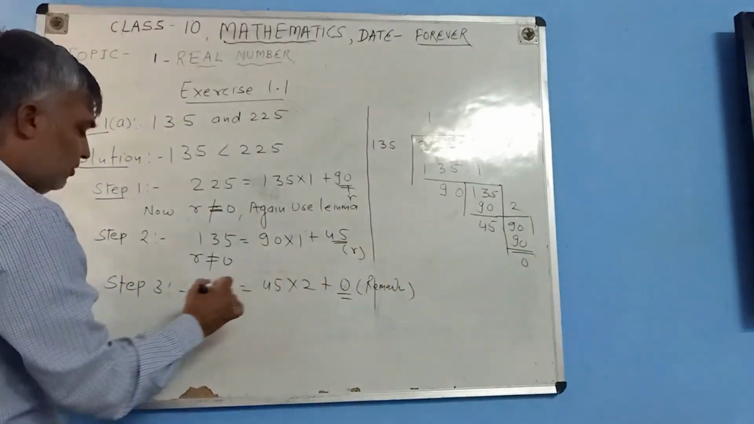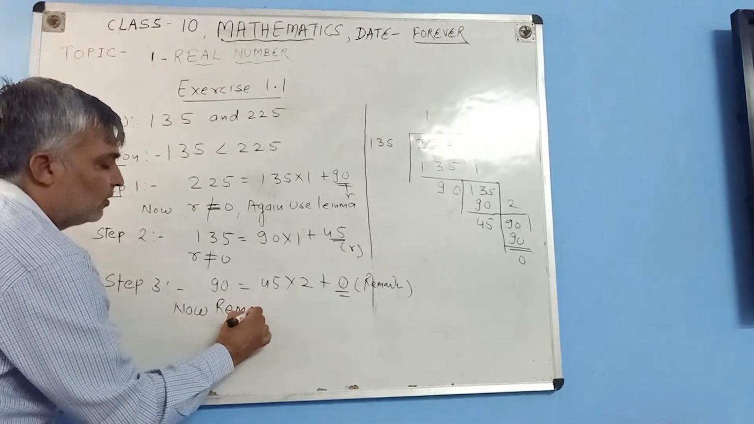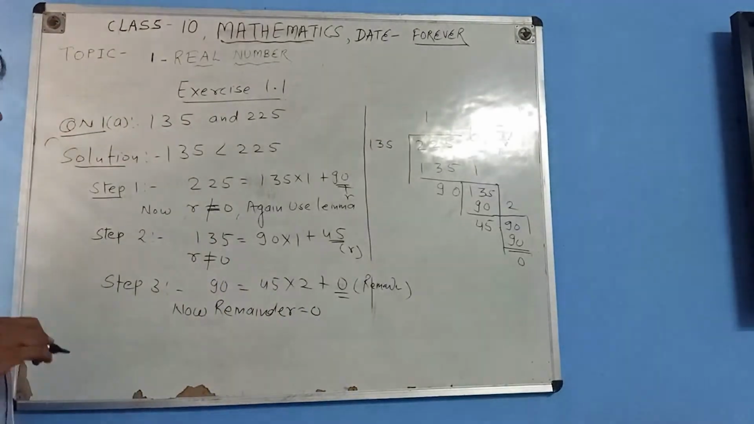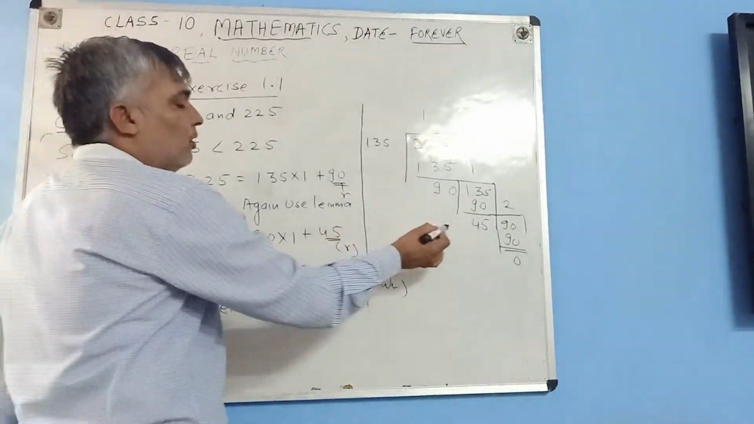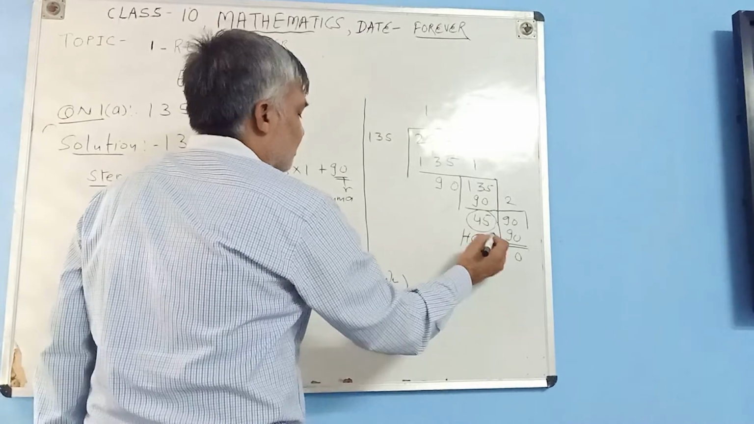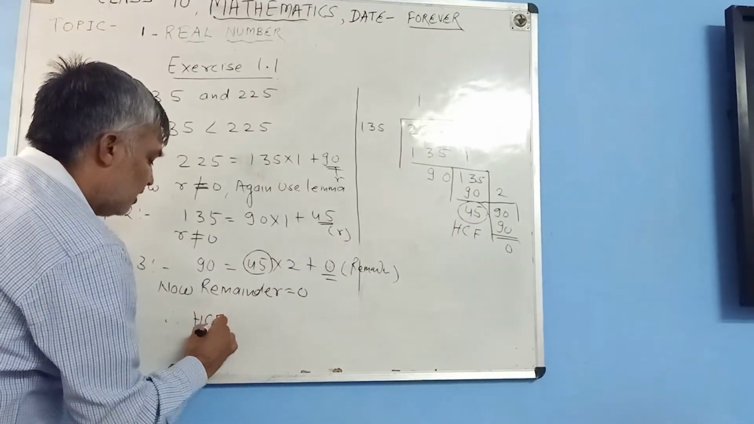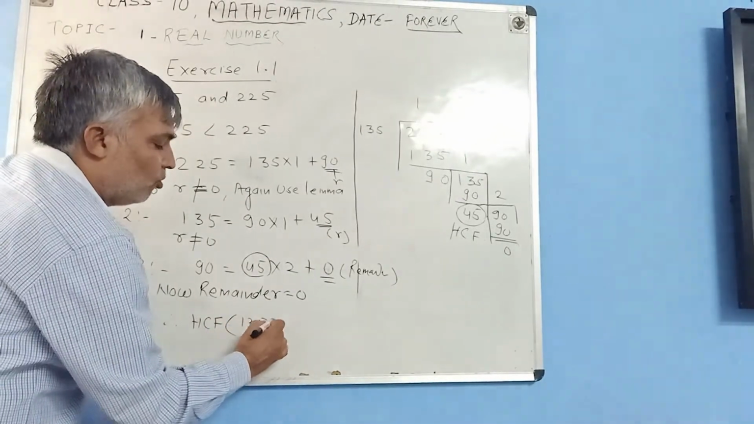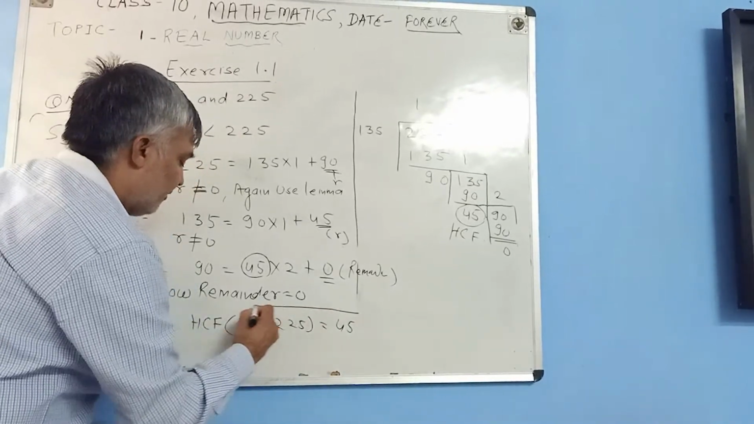The remainder is 0. Therefore the last divisor, whatever the last divisor is, is 45. This 45 is our HCF. So therefore the HCF of 135 and 225 is equal to 45.